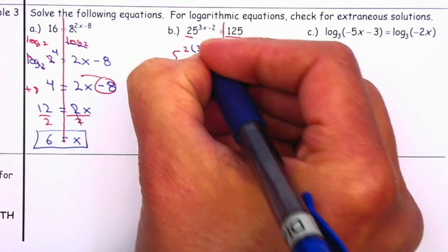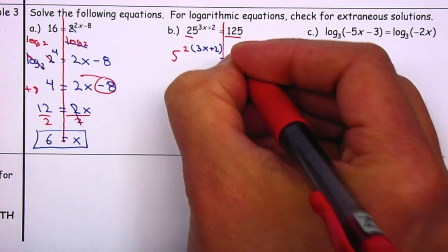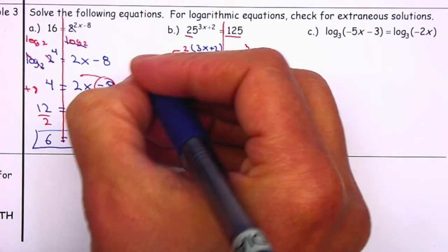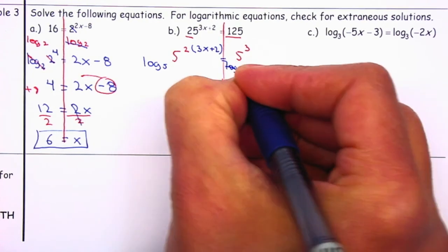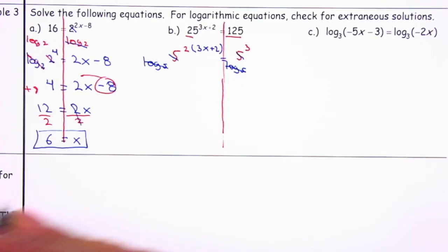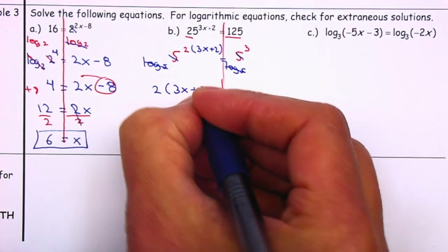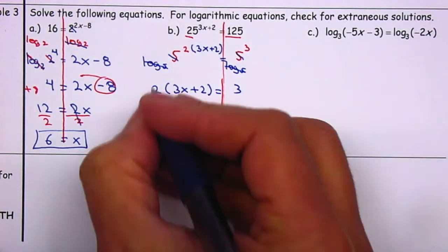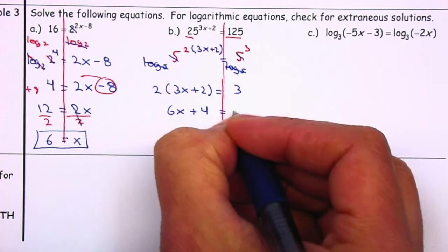Then we have 3x plus 2. On the right hand side, I'm going to rewrite 125 as 5 to the 3rd power. Now I can do log base 5 on both sides. And they both cancel. So now we have 2 multiplied by 3x plus 2 is equal to 3. And we have a simple equation now. Use the distributive property to simplify. 6x plus 4 is equal to 3.